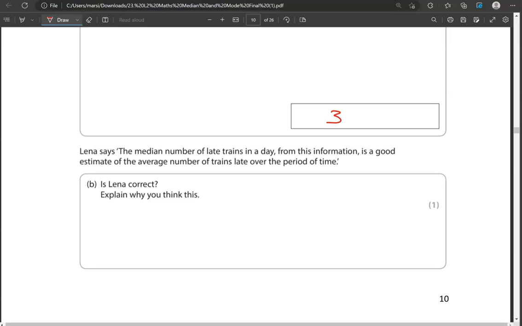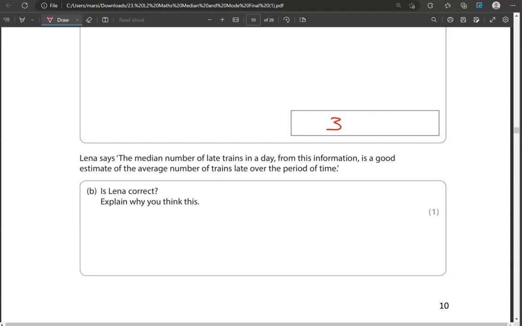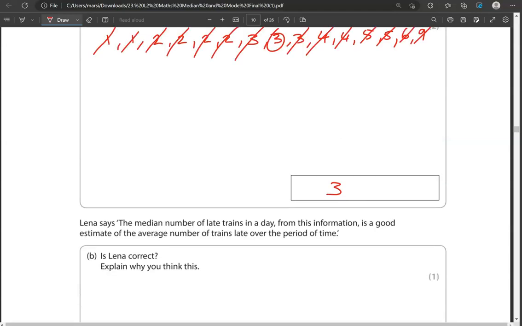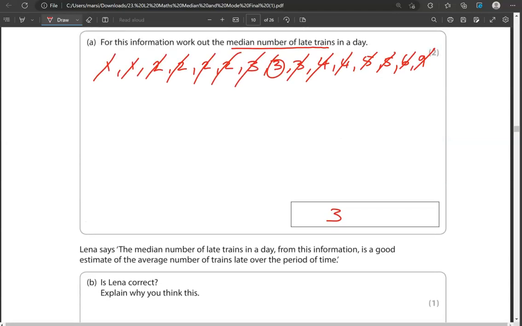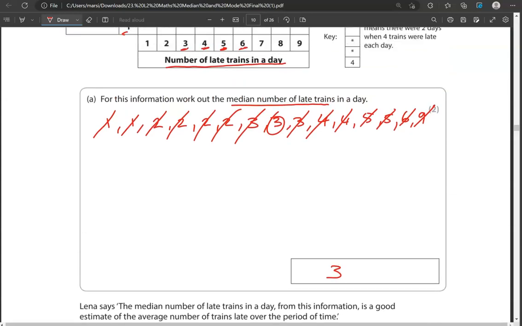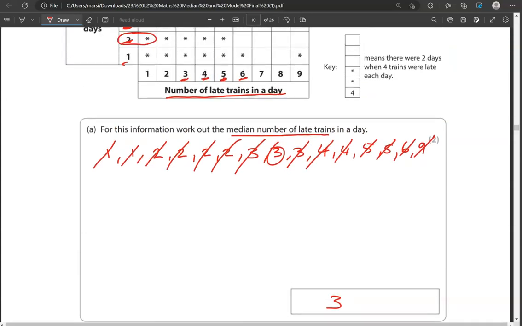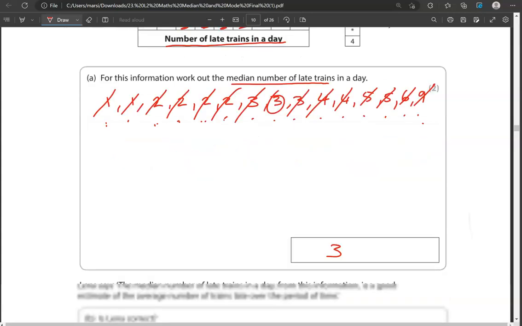You can answer this question in different ways, as you're giving your opinion on whether this is a good estimate of the average number of trains that were late. You could compare the median to the mean. You could compare it to the mode, and then give a conclusion based on that. I'm going to use the mean. So adding these numbers 1, 1, 2, 2, 2, 2 and so on up to 9 gives us 52, which we will then divide by how many there are: 1, 2, 3, 4, 5, 6, 7, 8, 9, 10, 11, 12, 13, 14, 15 numbers.